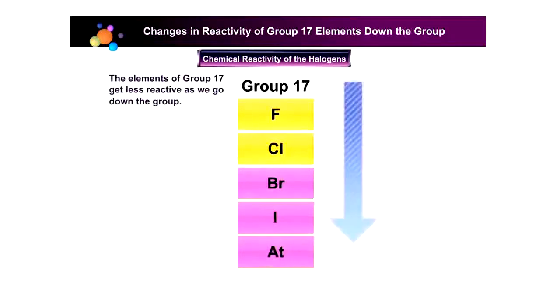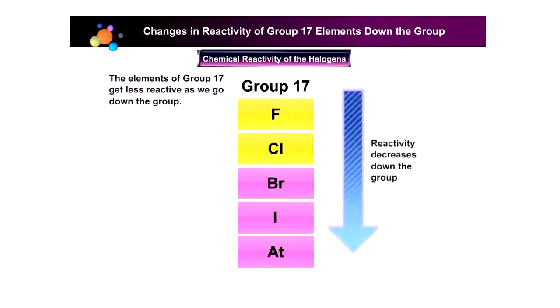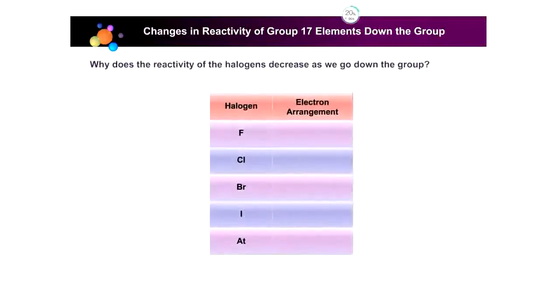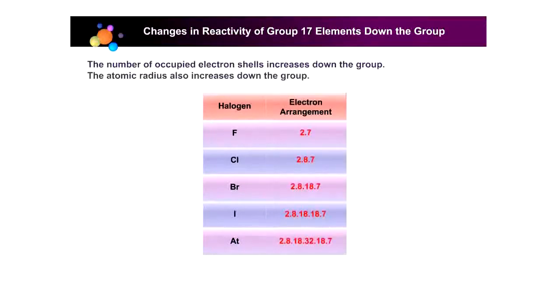The elements of group 17 get less reactive as we go down the group. Why does the reactivity of the halogens decrease as we go down the group? Let us look at the electron arrangement of the halogens to help us figure out the answer. The number of occupied electron shells increases down the group. The atomic radius also increases down the group.